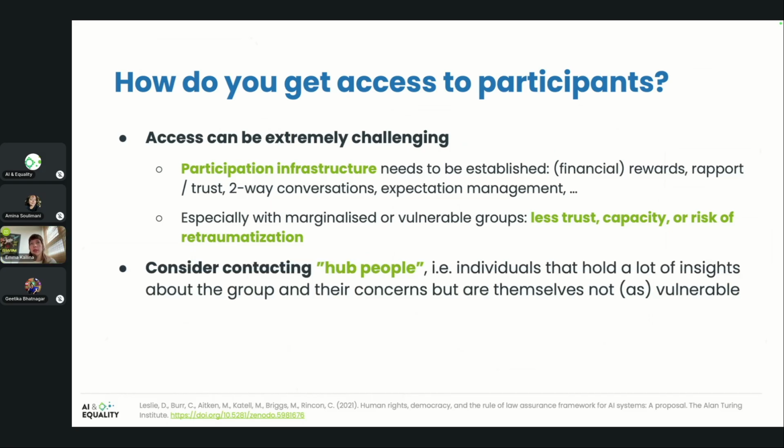And what you can do, especially when talking about these groups, I call them hub people. I don't really know the formal name, but these are individuals that already know a lot about these groups and their concerns, but are not themselves as vulnerable. For example, this can be a charity worker for a domestic violence charity. A colleague of mine did research with victims of domestic violence, and they worked a lot with charity workers, to not re-traumatize people, but instead to talk to people that have very good relationships and very deep insights into the experience of different people. And then this hub person might go back to the vulnerable group and confirm some things, to make sure that they accurately represent their experience.